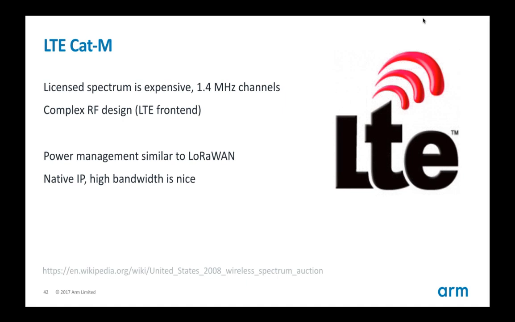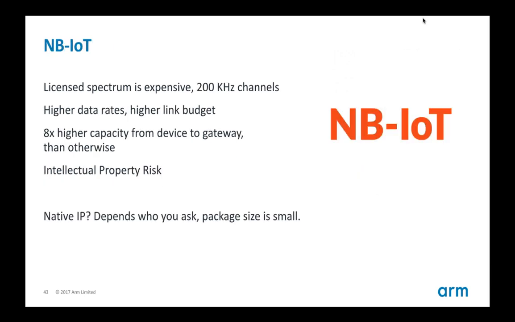There's some similarity in power management. LTE Cat M has the power save mode, which is very similar to LoRaWAN Class A, and they have HEDRX mode, which is very similar to LoRaWAN Class B. So everyone borrows a little bit from each other. They also use 1.4 megahertz channels, so those channels are a lot wider than narrowband IoT, which uses 200 kilohertz channels, which is a lot closer to Sigfox and LoRaWAN.